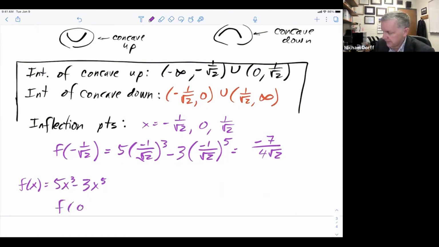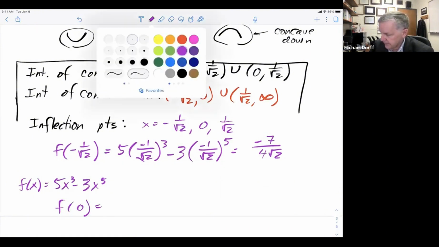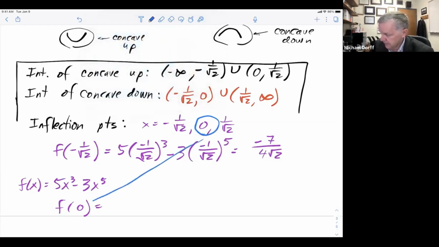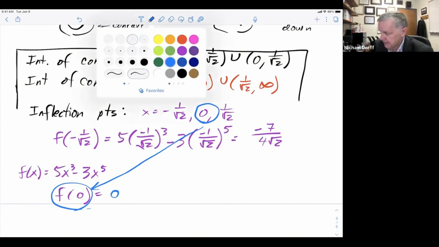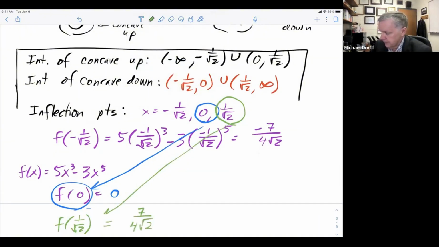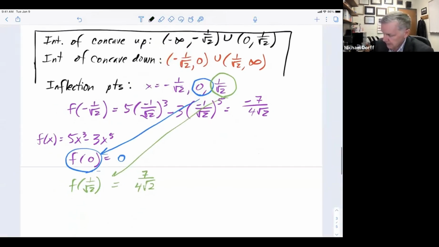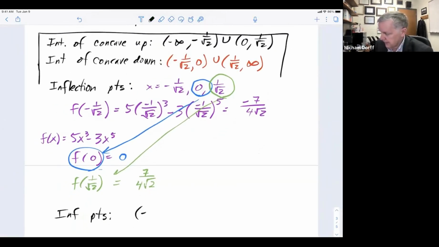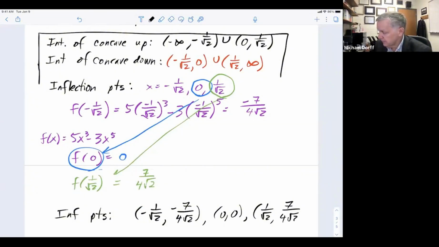And I can solve these other ones, f of 0. Where am I getting the 0 from? That's coming from here, my second one. So I'm going to look at that, 0 there. If I put that in, I'm going to get a 0. That one's pretty straightforward. And likewise, if I do the last point here, f of 1 over square root of 2, there's going to be a symmetry here. And that one's going to equal +7 over 4 square root of 2. So my inflection points are going to be -1 over square root of 2, comma, -7 over 4 square root of 2; 0, 0; and 1 over square root of 2, comma, 7 over 4 square root of 2.